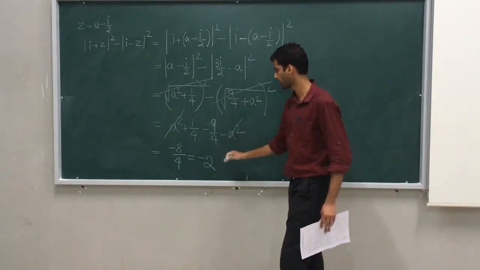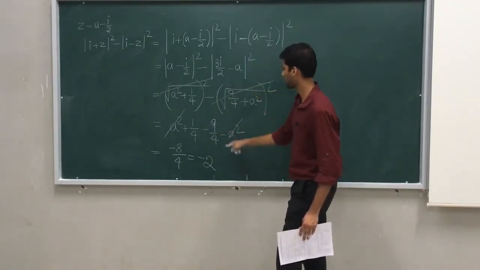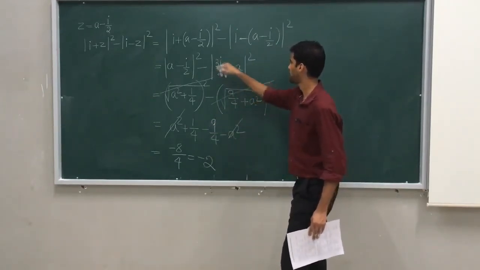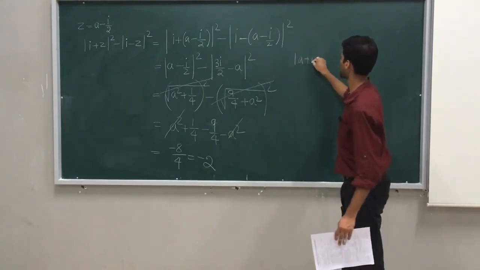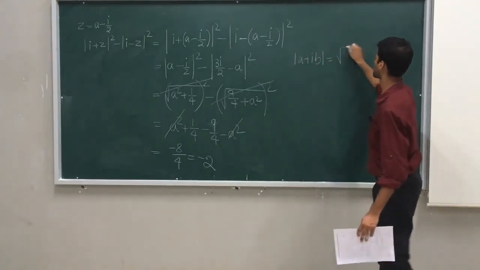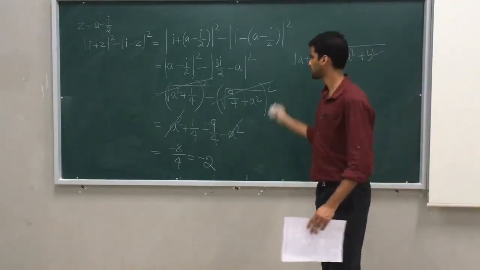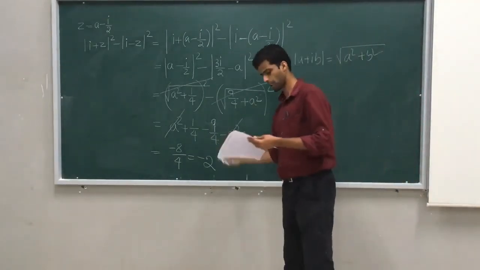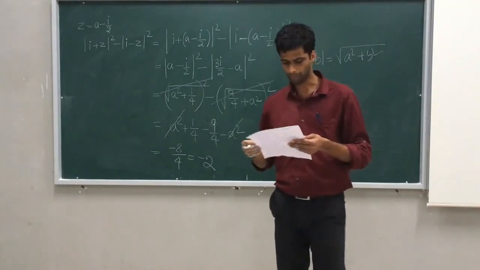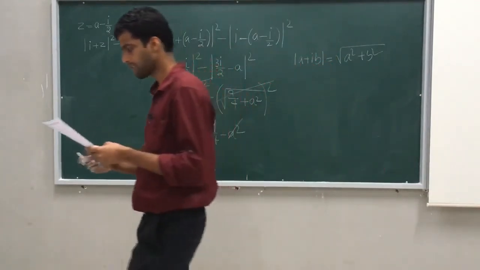I'm extremely sorry. So now I simplify because it's a complex number. Modulus. Because if I write a plus ib, you will write it as a square plus b square. Okay. So in this way I got the answer minus 2, which is option B. Next.